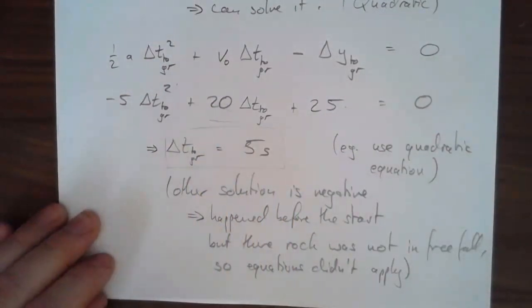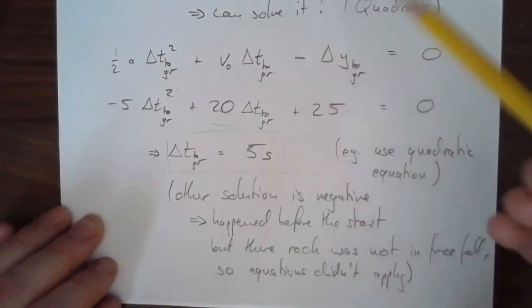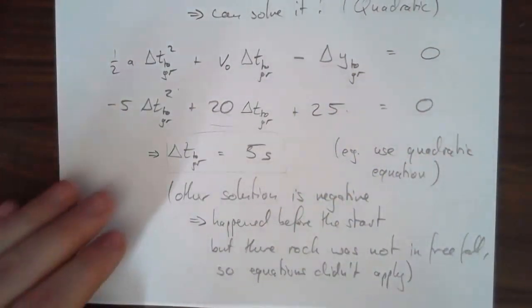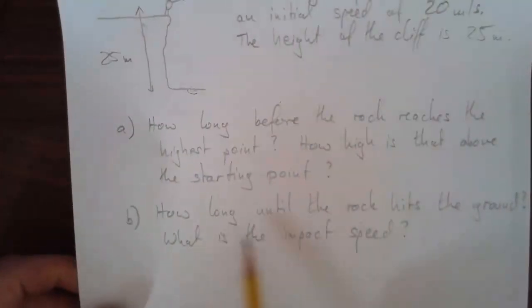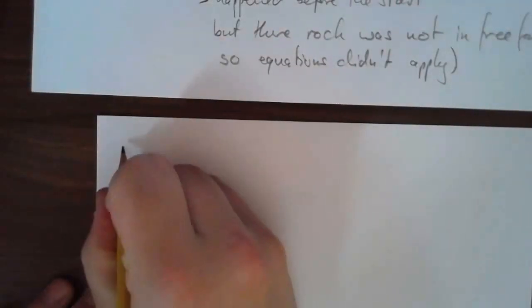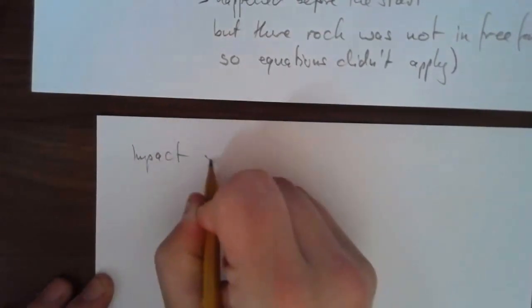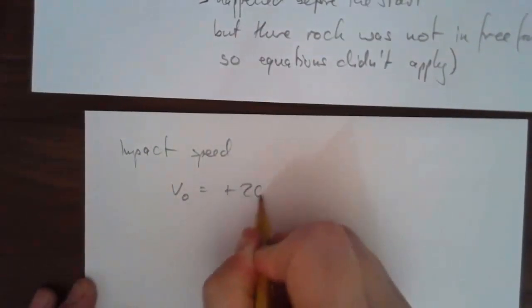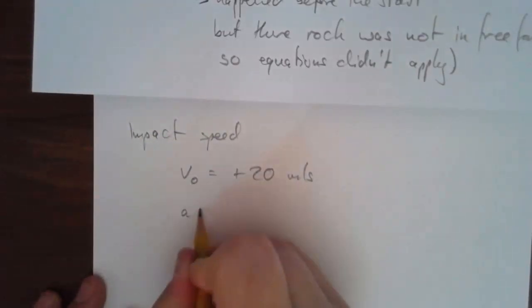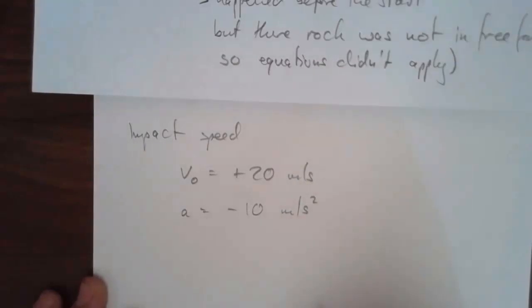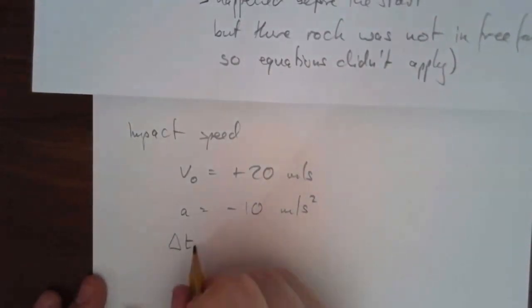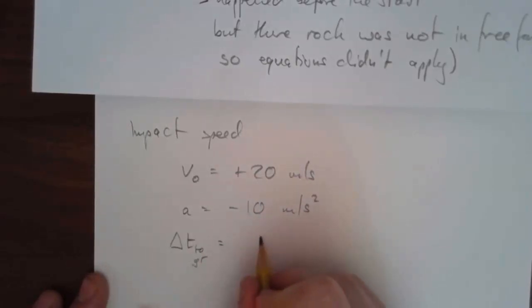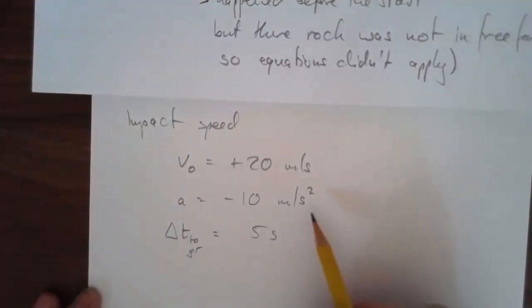But we found the time to the ground, 5 seconds, and we figured out the first 2 seconds it was going up. That was part A. So then it's going to come down for 3 seconds. All right, let's figure out what the impact speed is. That was the last thing we were being asked. What was the impact speed? Well, we have an initial speed, we have an acceleration, and we have a time of flight, delta t, to the ground, which is 5 seconds.